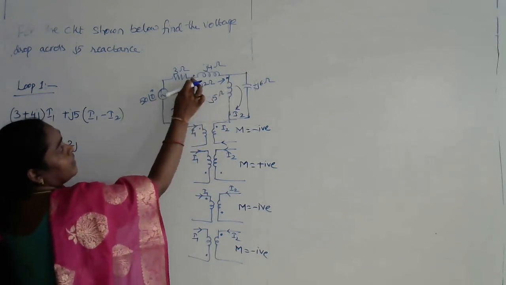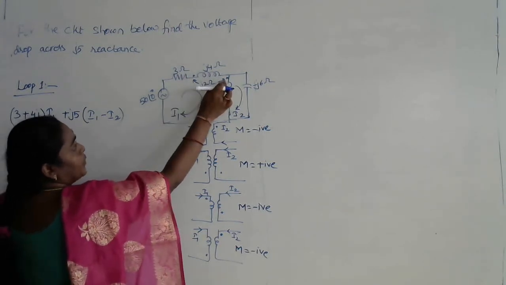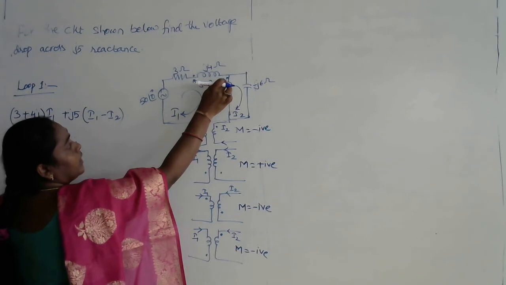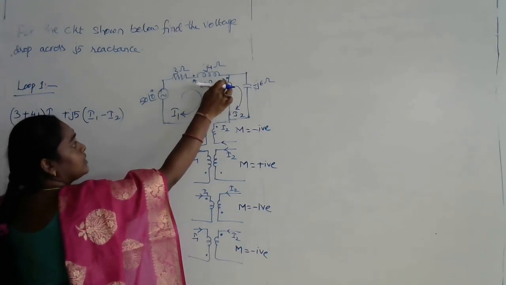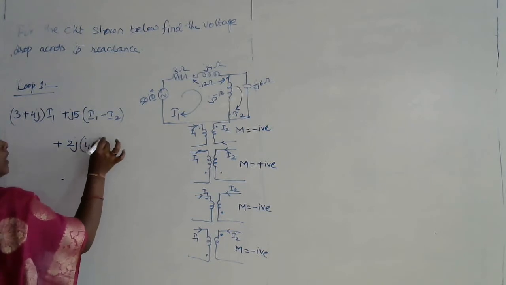But whenever we are writing the expression for the first dot, we need to write down the current of the opposite dot. So in this dot, the current flowing is I1 minus I2. So here I am writing 2j into I1 minus I2.